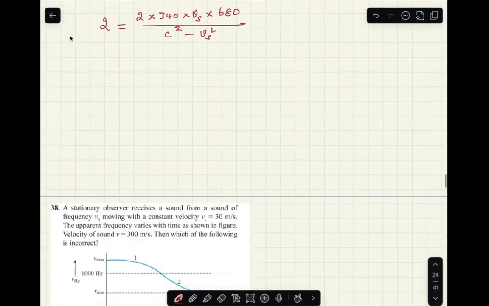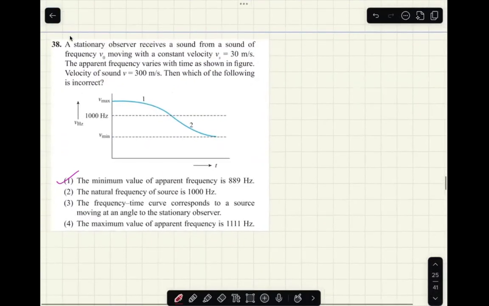Next. 38. I am telling you, you will definitely get one question from this. A stationary observer receives sound from a source of frequency nu naught moving with constant velocity. The apparent frequency varies with time as shown in the figure. Velocity of sound is given. Then which of the following is correct?